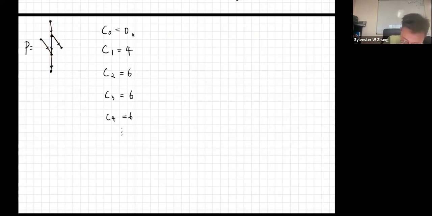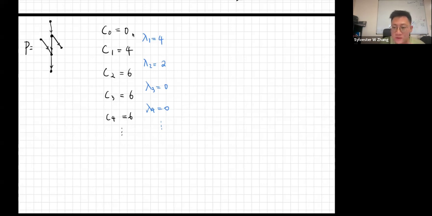If you take the differences, you get lambda_1 equals 4, which is C_1 minus C_0. Lambda_2 equals 2, which is C_2 minus C_1. Then lambda_3 equals 0, lambda_4 equals 0, and so on. So you get a decreasing sequence 4, 2, and then infinitely many zeros, and you can ignore the zeros, of course.